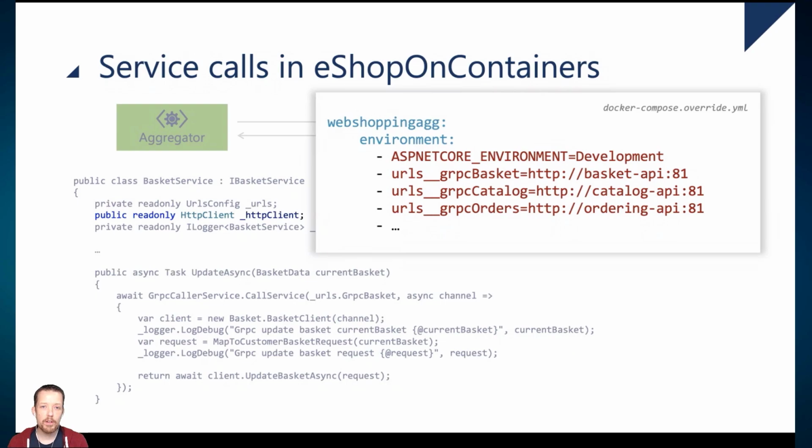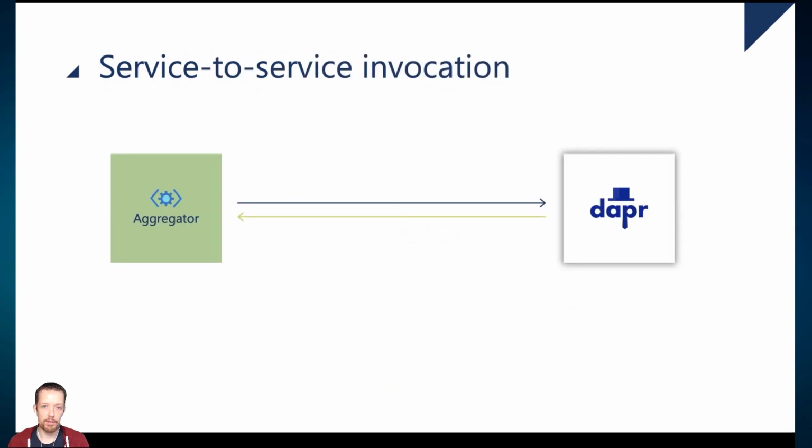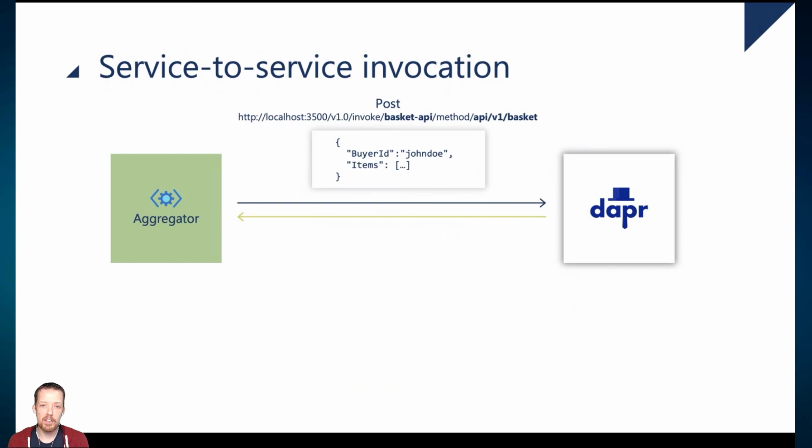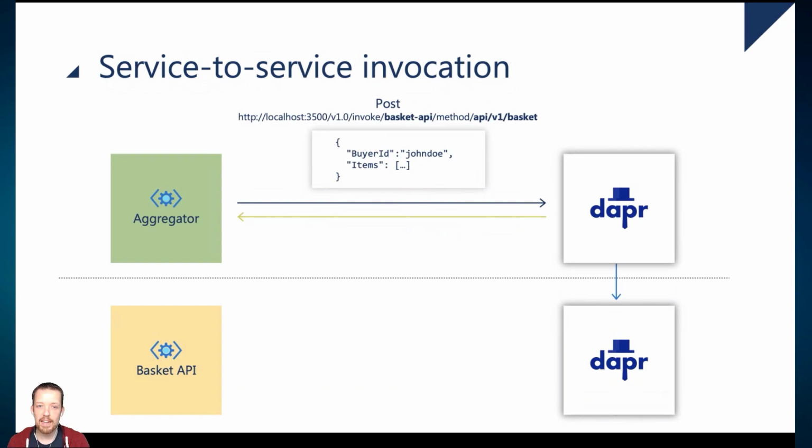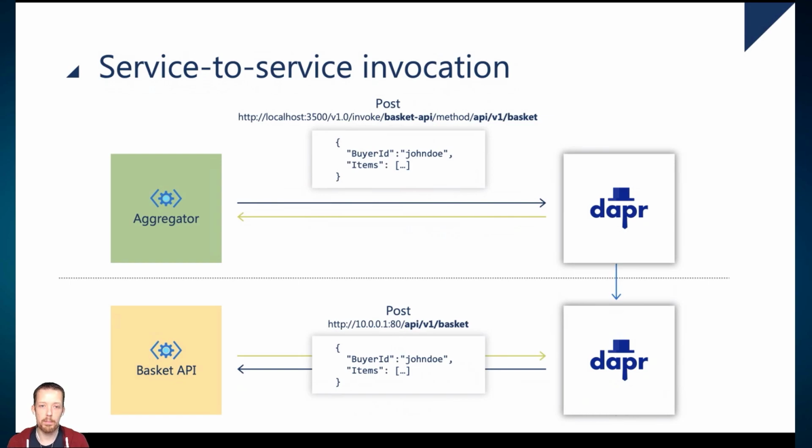So first of all, if you use Dapr, Dapr takes care of service discovery. So instead of directly calling the basket API, the aggregator now makes a call to its local Dapr sidecar. And here I've got an example using an HTTP call, but you can also use gRPC to call the Dapr API on the sidecar. Now, based on the application ID, which in this case is basket-API, the sidecar can do automatic service discovery and forward the request to the sidecar of the basket API service. And that sidecar makes the final request on the actual service. And the response will follow the same path back.